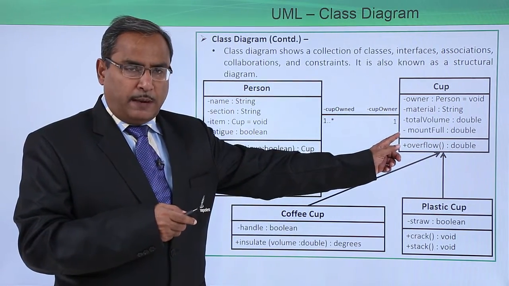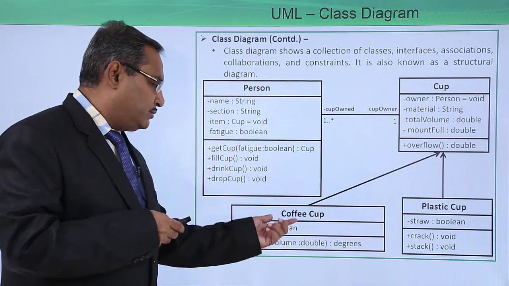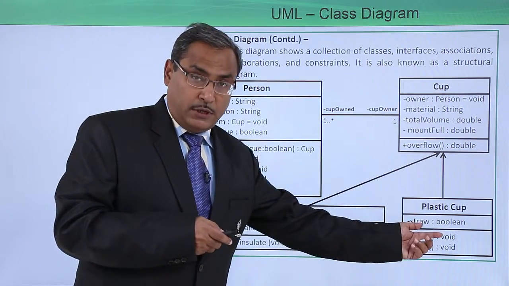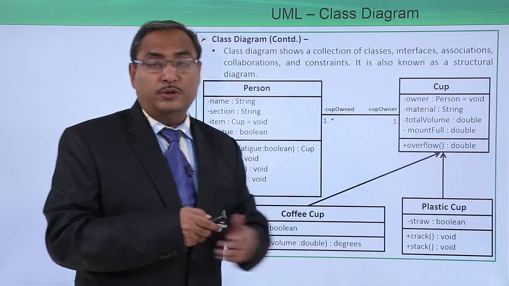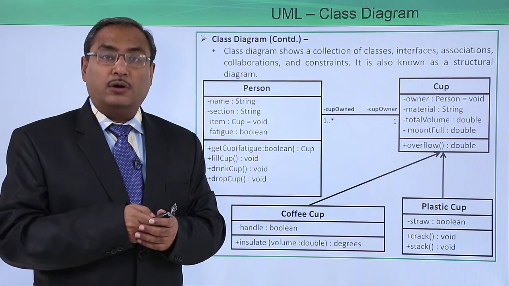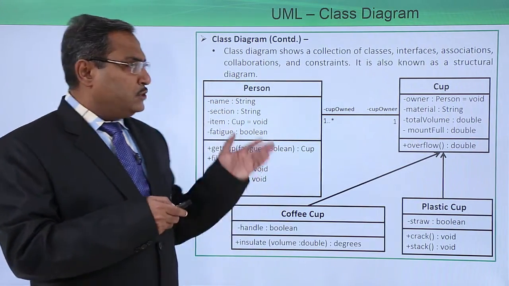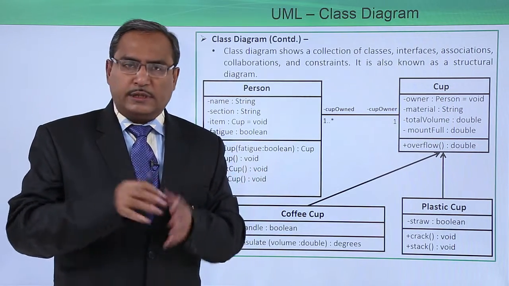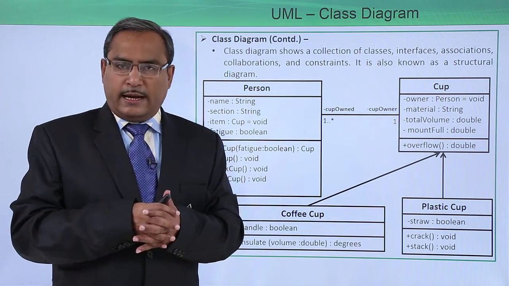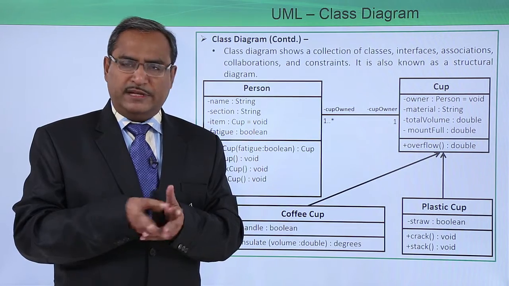This cup has been inherited by the coffee cup and the plastic cup. That is the symbol denoting inheritance or generalization. In our next videos also, we'll be discussing more on this class diagram with real life case studies. Please watch all of them.